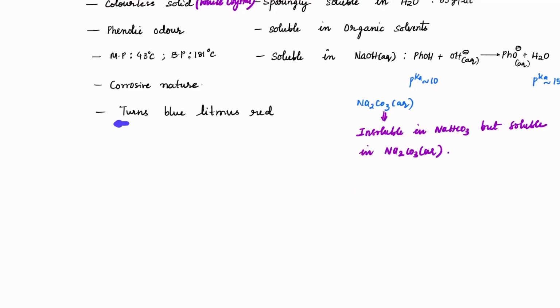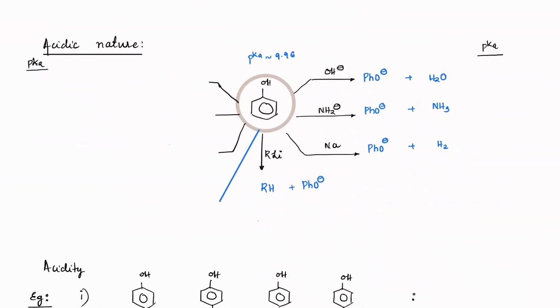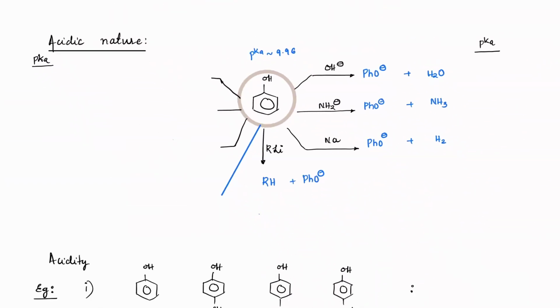Because of its acidic nature, it turns blue litmus red, while it has a corrosive nature too. Correct. Guys, these are a few pointers you must know about phenols, right? Next, let us see its acidic character. You know that phenol's pK value is approximately 10, which is 9.96.